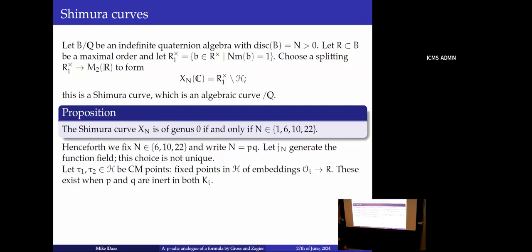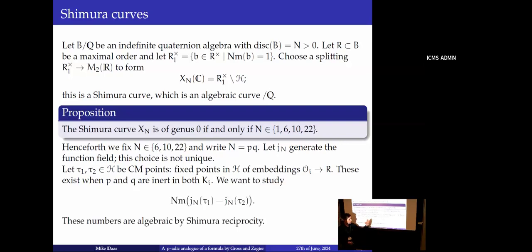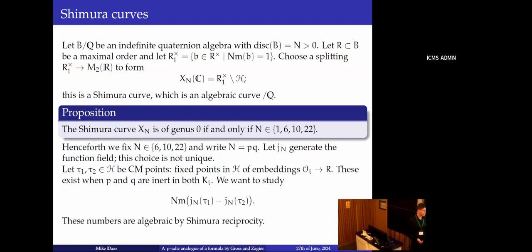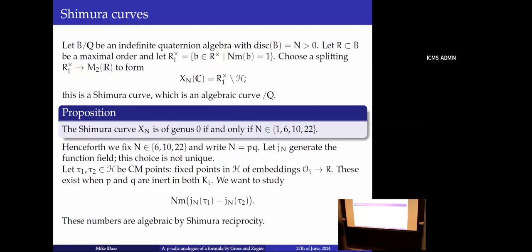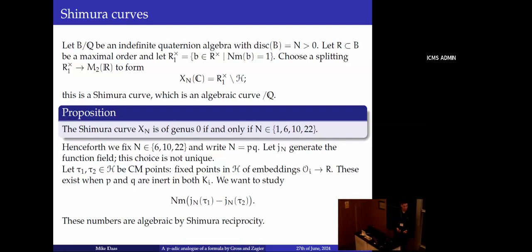And now what we want to study is sort of the norm of the difference between these two numbers. But of course, this problem is still a bit ill-defined. By some version of Shimura reciprocity, at least we know that if we choose Jn appropriately, these numbers will be algebraic. But Jn is still not uniquely defined. So this problem isn't very clear yet. But before I address that, I want to change the way we view this problem by moving away from the complex numbers and in fact going to the p-adics.